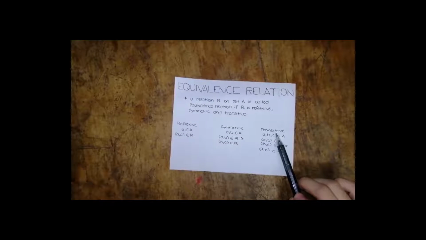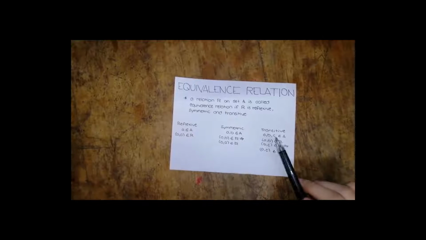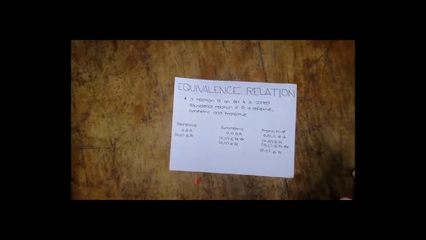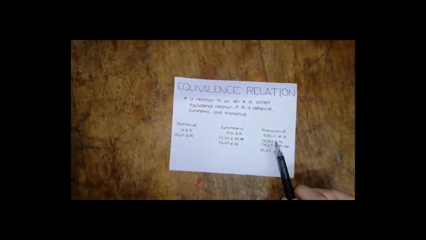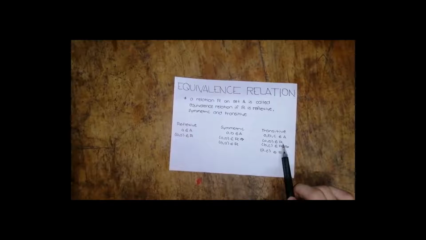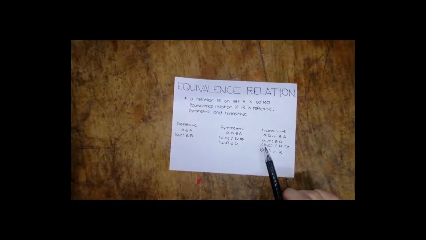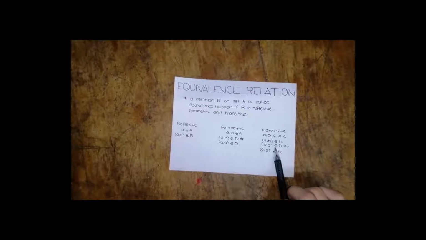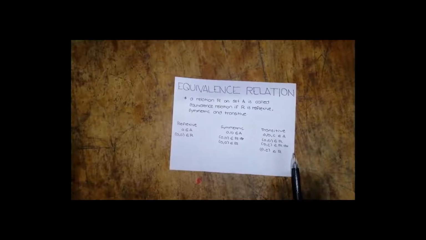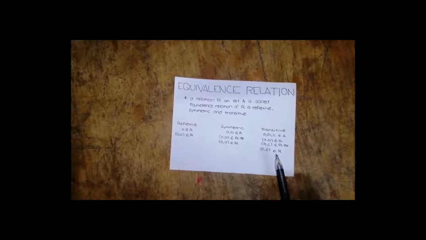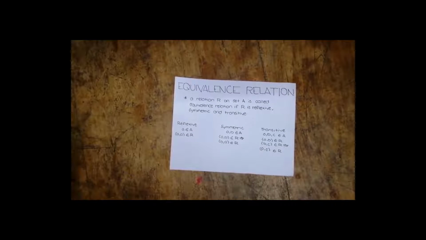While in transitive, it is defined as A, B, C is an element of set A where ordered pair AB is an element of relation, ordered pair B and C is an element of relation, which implies that ordered pair A and C is an element of relation. So this is our example number 1.